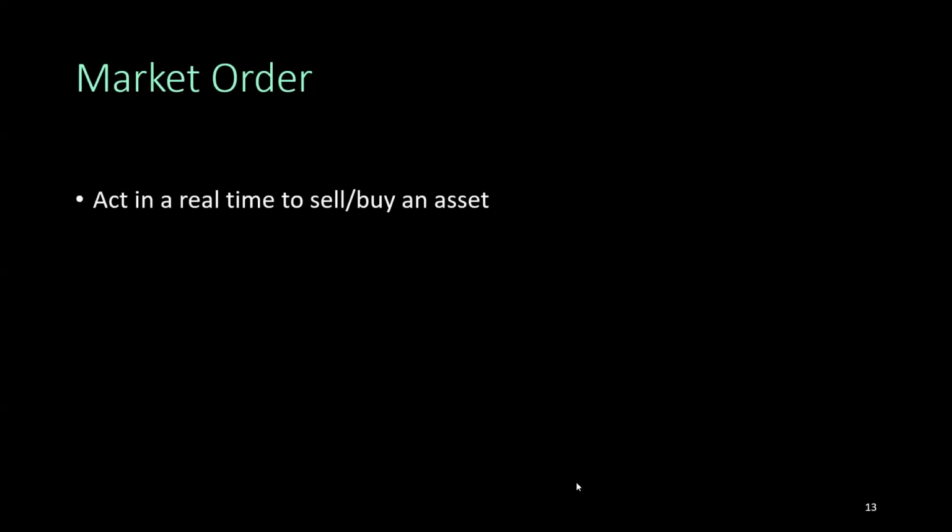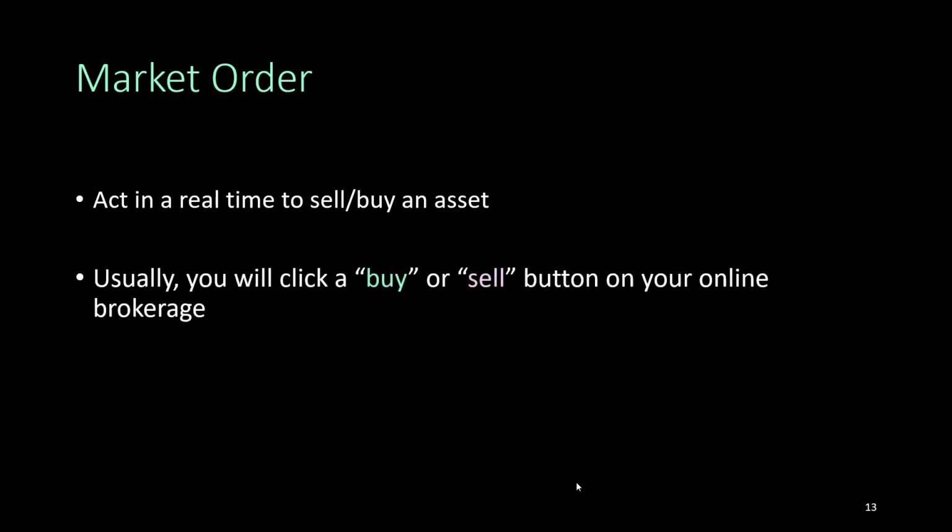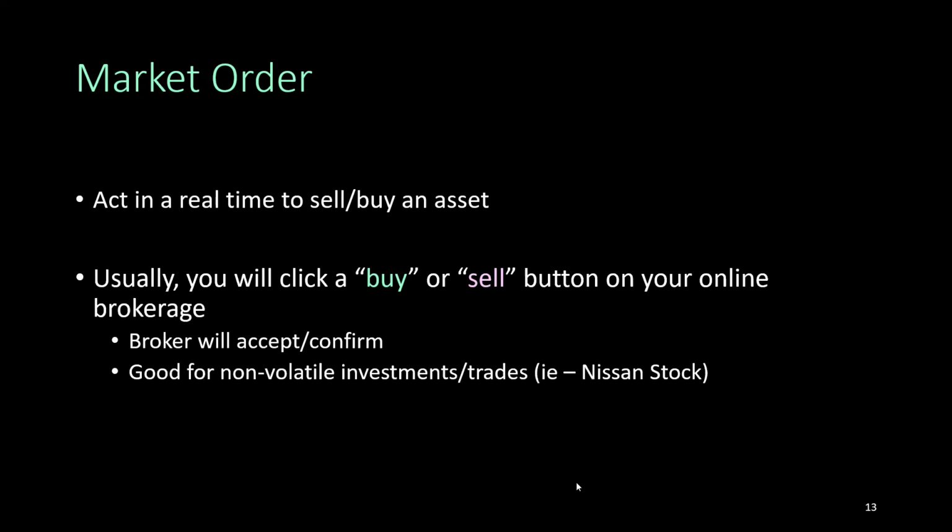And for those who have used market orders before, this is pretty much probably how you started trading. It's acting in real time to sell or buy an asset. You literally have a buy button or a sell button on your online brokerage account, again, on your phone or on your desktop. And the broker will accept or confirm that market order depending on their own inventory that they have. This is good for non-volatile investments and trades, particularly if you're just starting out.